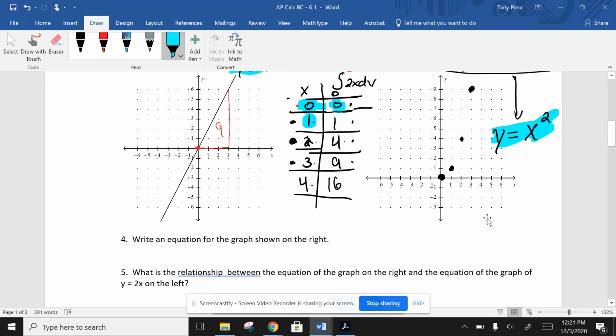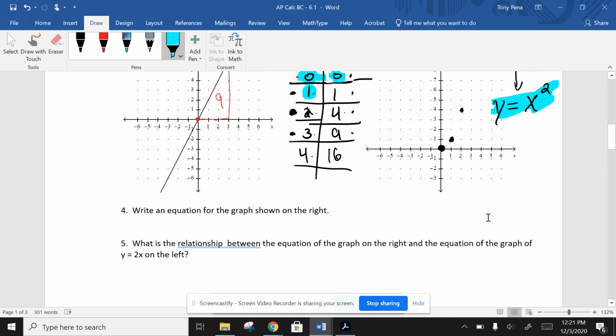The y equals 2x is the derivative of y equals x squared. Okay, so Cece says that y equals 2x is the derivative of y equals x squared.